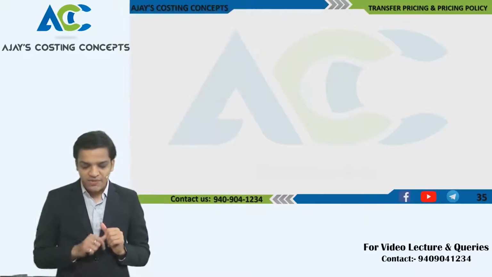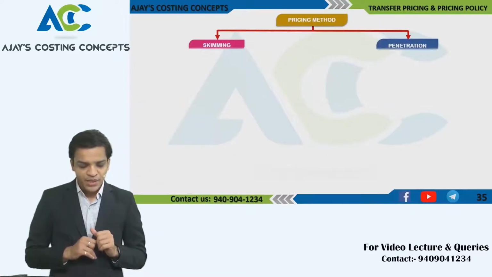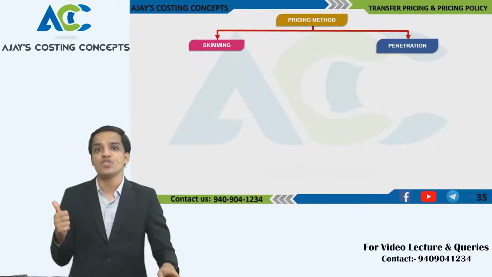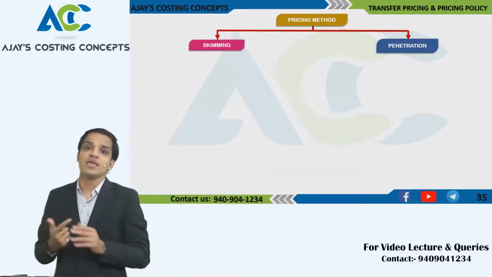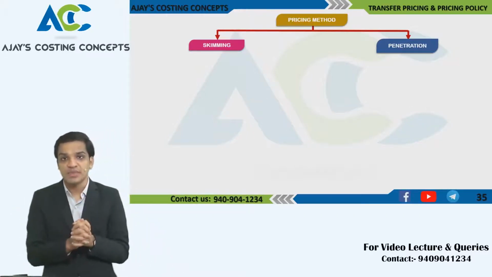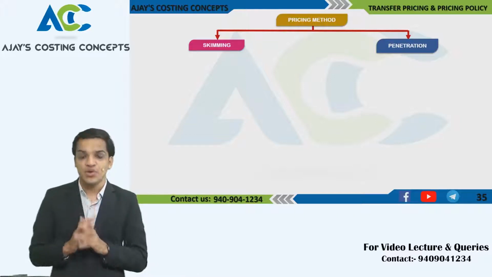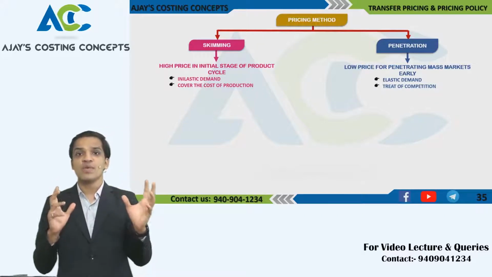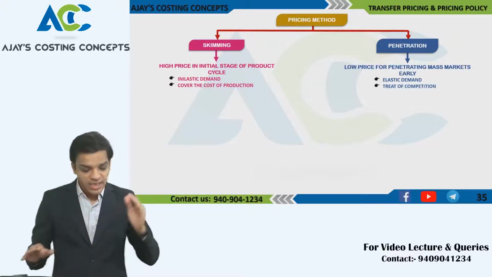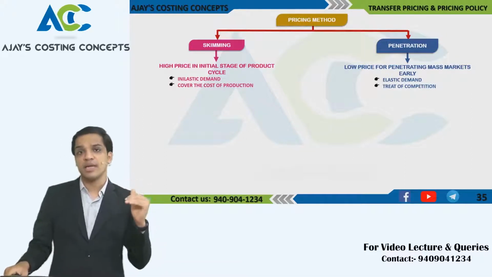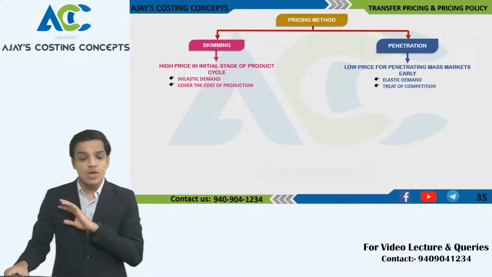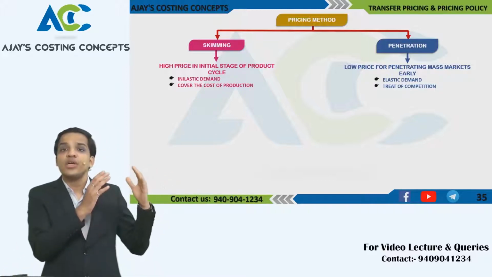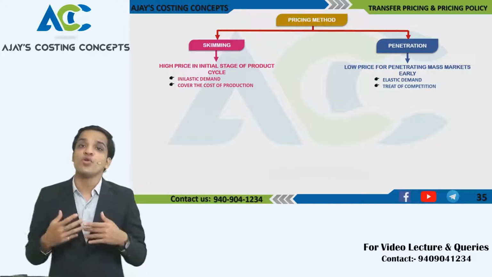Then we have pricing methods. We have already understood pricing methods like pricing in a competitive market, value based pricing, and cost based pricing, right? But there are again two different methods: skimming pricing and penetration pricing. I am not saying these pricing methods are the same. They depend on the scenario of the market or how you want to decide the price of a product.